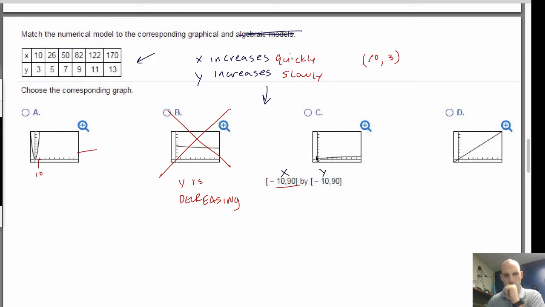This could be (10, 3). This could be (10, 3). This is not (10, 3). So A is out. And so let's look at our next point.